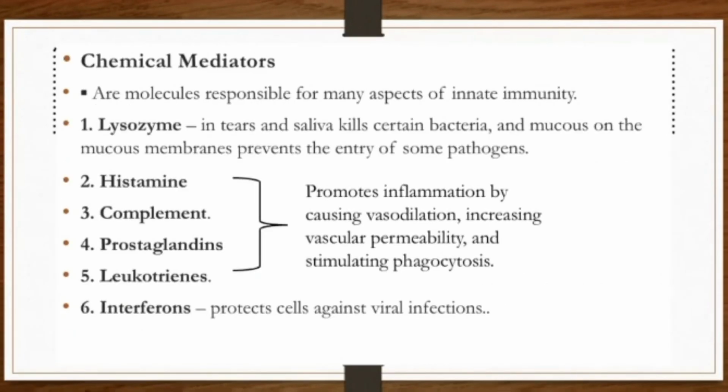Chemical mediators are molecules responsible for many aspects of innate immunity. First is lysozyme. In tears and saliva, it kills certain bacteria, and mucus on the mucous membranes prevents the entry of some pathogens. Histamine, complement, prostaglandins, and leukotrienes promote inflammation by causing vasodilation, increasing vascular permeability, and stimulating phagocytosis. Interferons protect cells against viral infections.